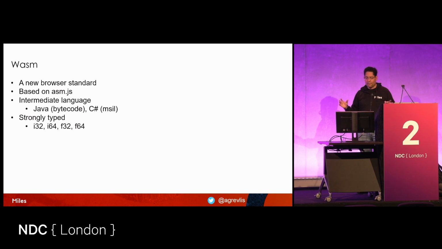As I said, WebAssembly is a new browser standard. It's based on a previous project called asm.js, and it's an intermediate language, in the same manner as you compile Java down to bytecode or C# down to MSIL code. It's strongly typed, and you have 32-bit integer, 64-bit integer, 32-bit float, and 64-bit float.